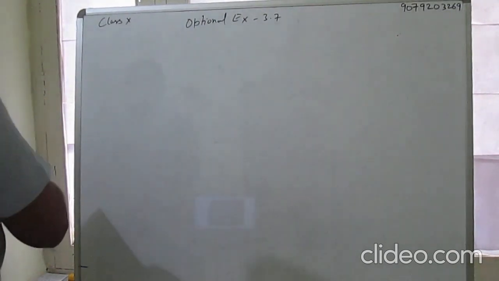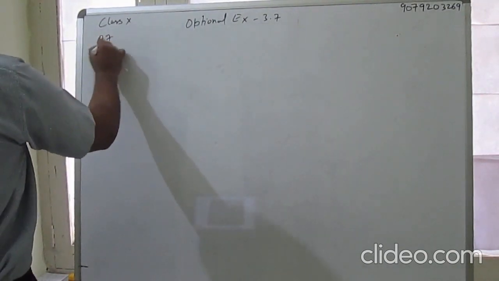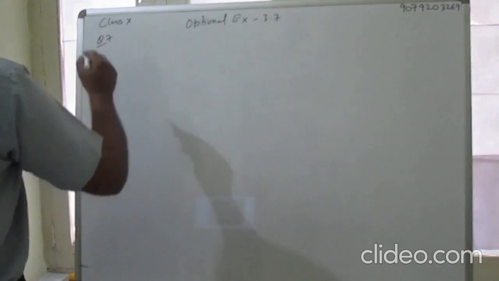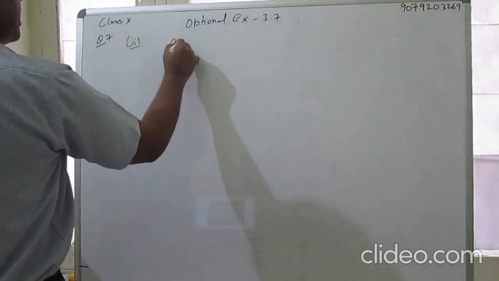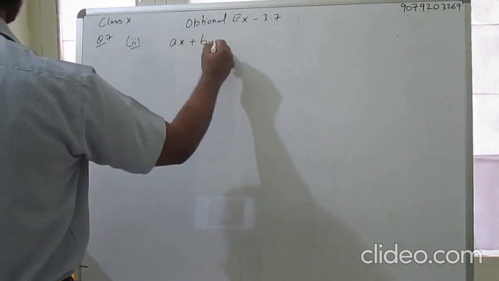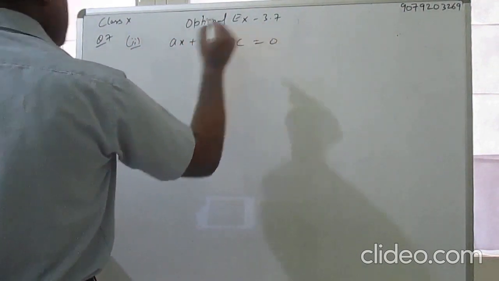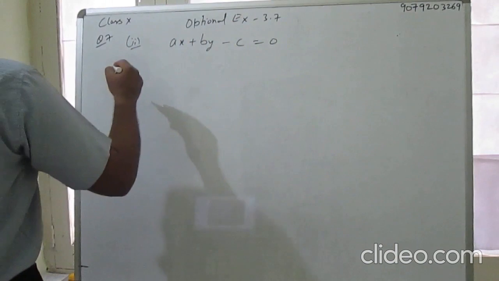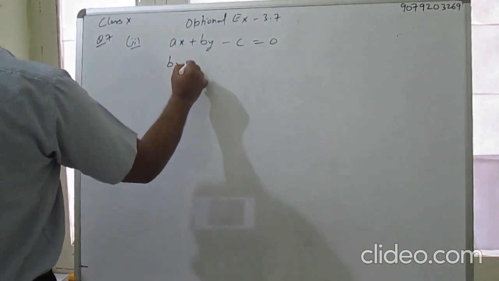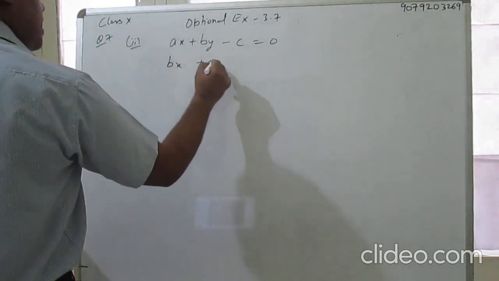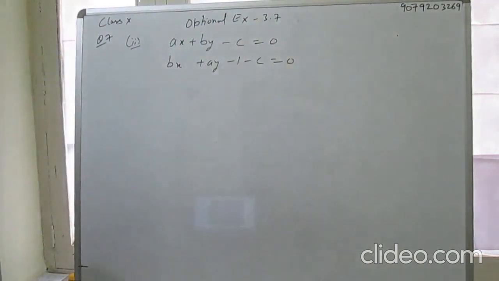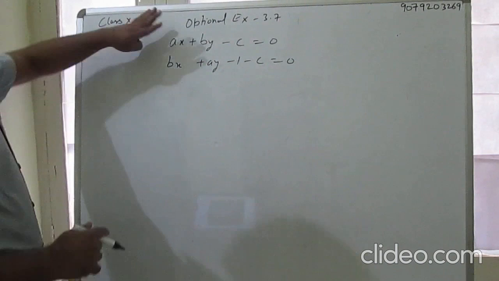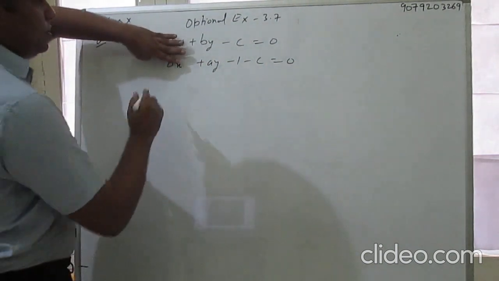Question number 7 and second part. Ax plus by minus c is equal to 0. You can write bx plus ay minus 1 minus c is equal to 0. Now I will use cross multiplication method in this type of questions.